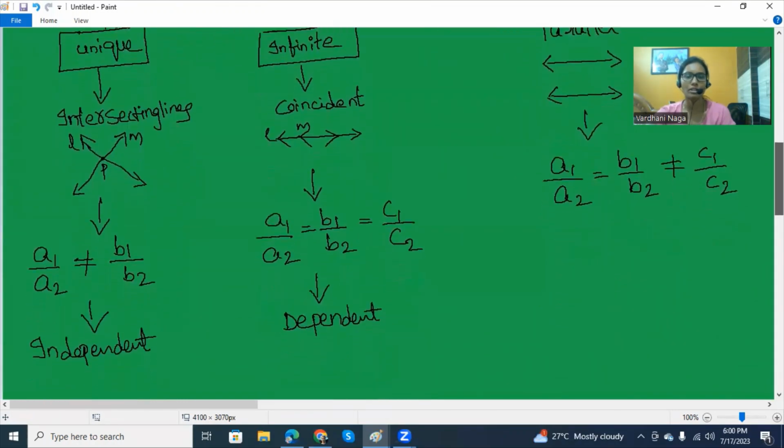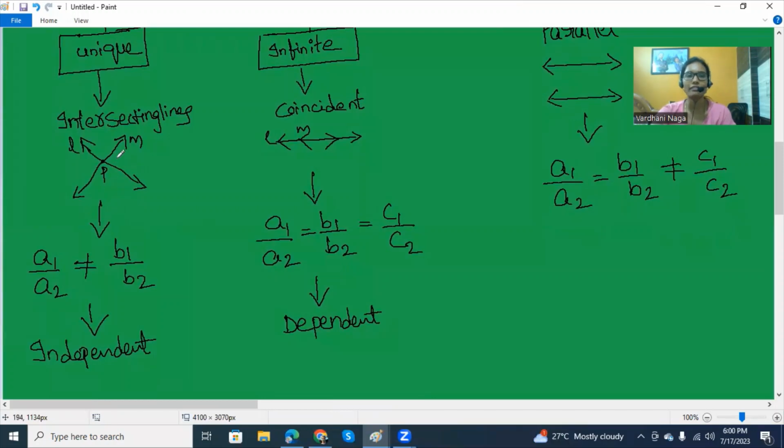So the condition to identify those types of lines is A1 by A2 is not equal to B1 by B2. It is touching, right? Intersecting. These three lines are intersecting, so you can remember this condition easily. Not only that, here X and Y, the values you are getting, are independent of each other.